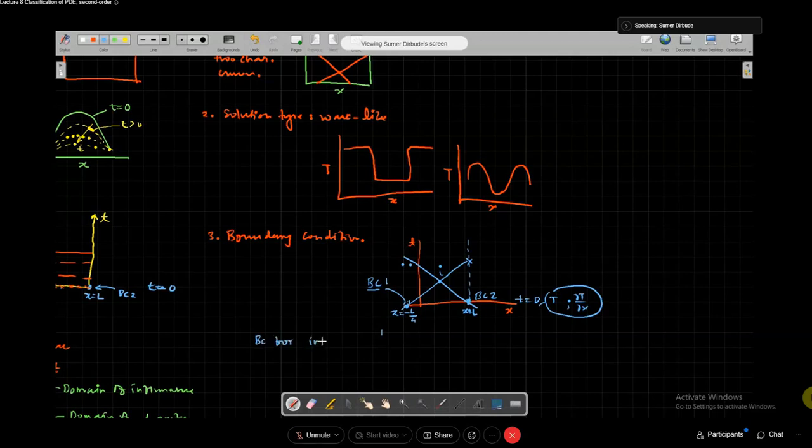incoming waves. Incoming waves are specified, and no boundary conditions for outgoing waves from the domain.